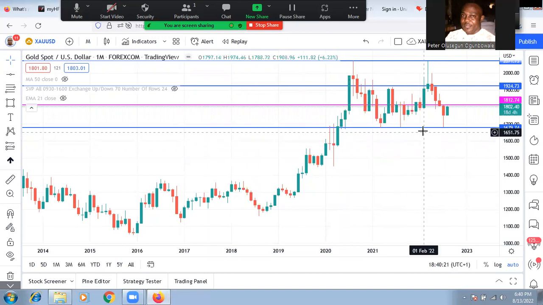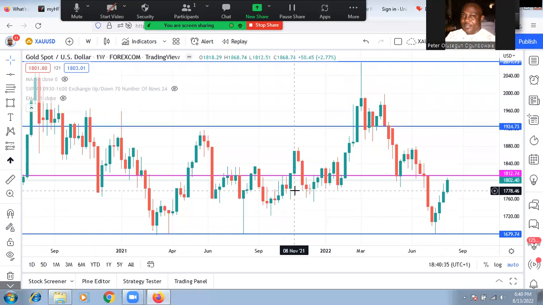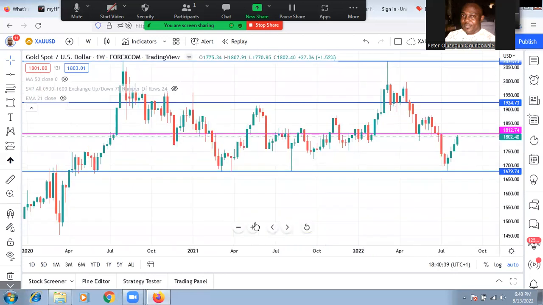We need to break this low. If anything is going to be, it's still low. It's chopping in the middle, so that's what we are seeing. If I take it to the week now, that's what we are seeing. Chopping in the middle. It's almost touching.